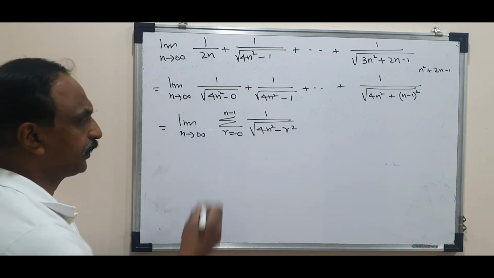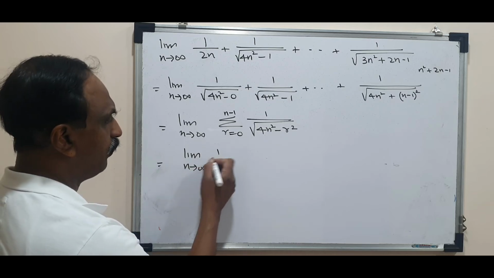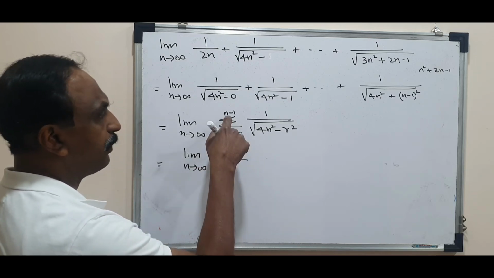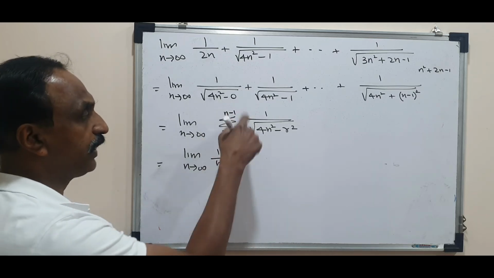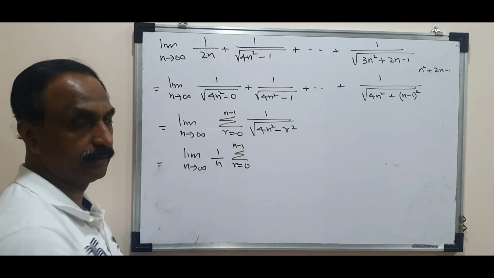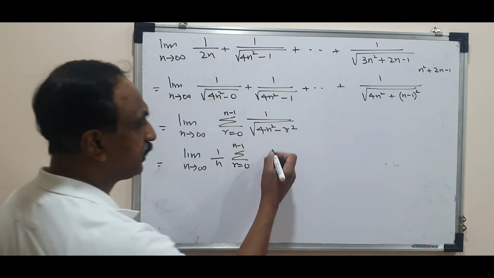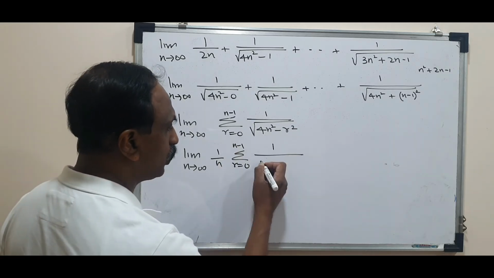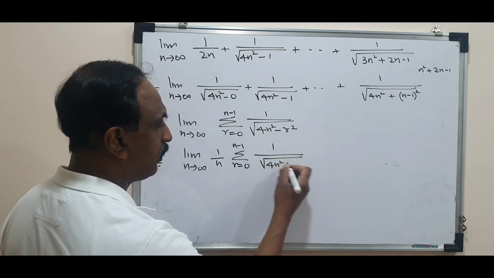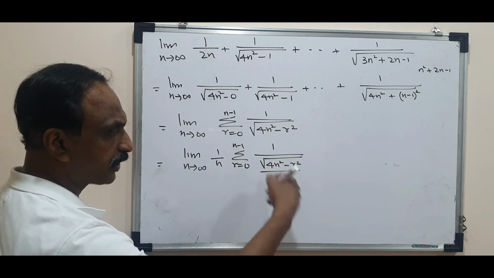Again as usual, divide and multiply with n. So limit n tends to infinity, 1 by n, sigma r from 0 to n minus 1. There are n terms, so you don't have to do anything with this. You keep it like that only, because it is 0 to n minus 1, the number of terms is n, so it does not matter. So I will write root of 4n square minus r square upon n. Again, my aim is to make it a function of r by n.